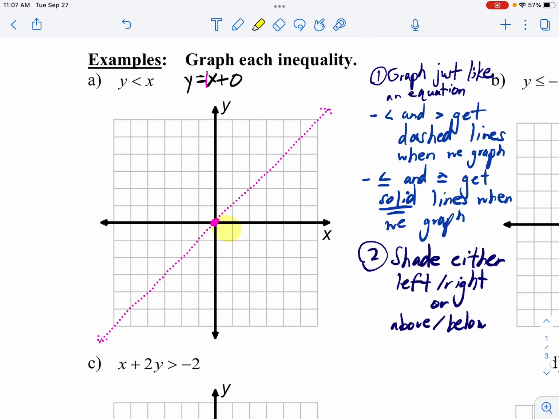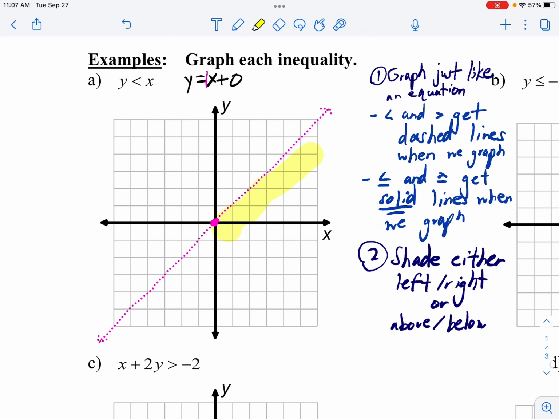Let me use a yellow highlighter. So we're going to shade everything to the right. And then we're done with this problem. We shaded to the right because we want y to be less than x. We want x to be greater. Y gets greater as we go up. We don't want to go up, right?